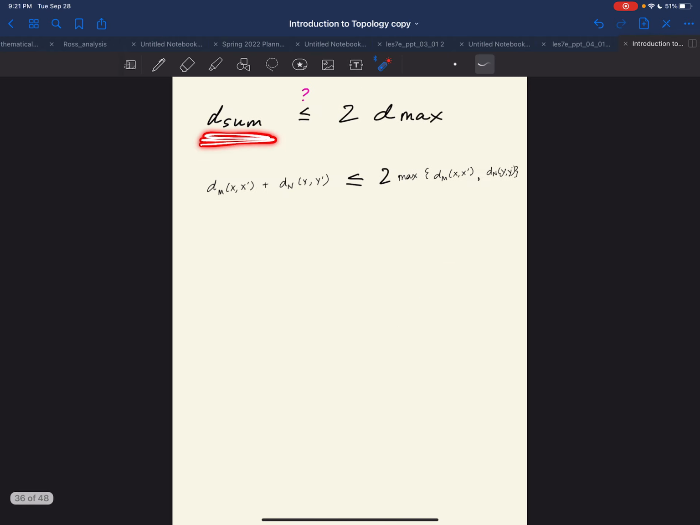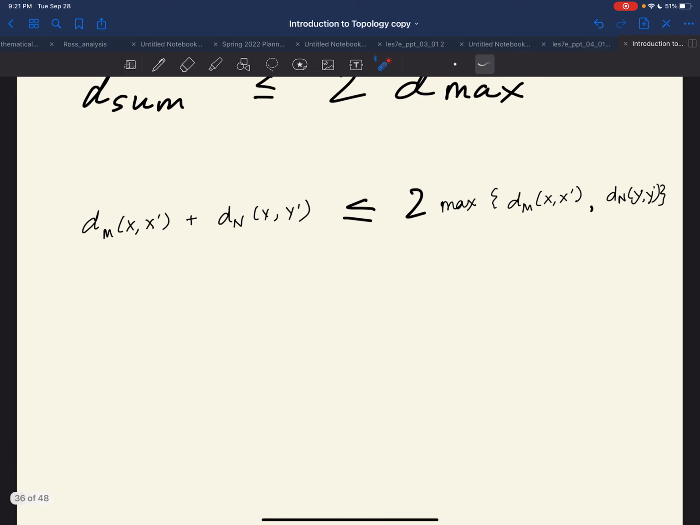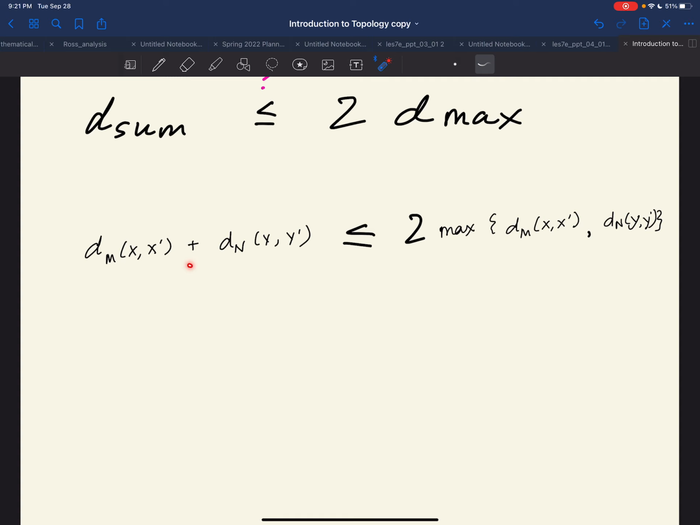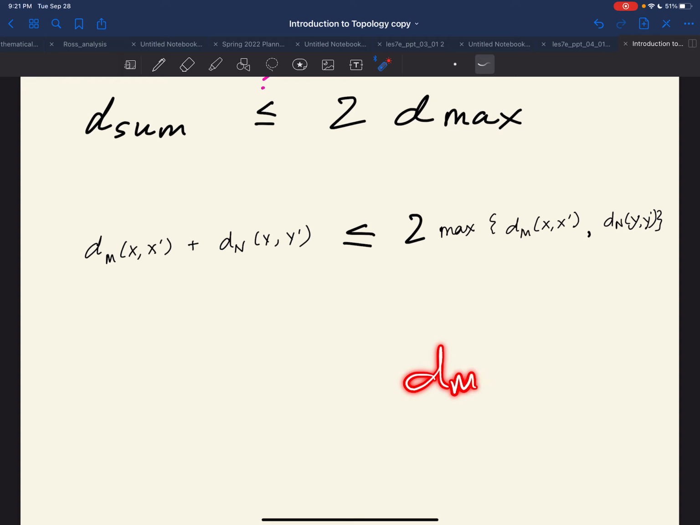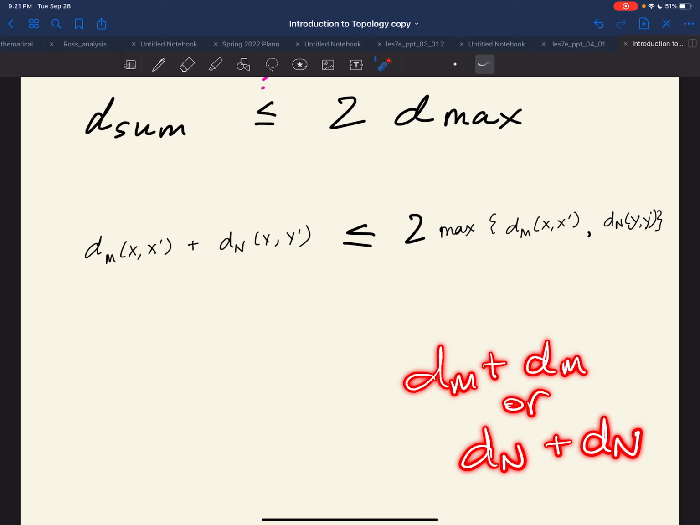Now, one last inequality. Is it true that the sum metric is less than or equal to twice the max metric? So I've written down the sum, and that's just d sub m plus d sub n. And I want to know, is it less than or equal to twice the max? Well, the answer is yes, because the max is either dm or dn. So twice that is either going to be dm plus dm or dn plus dn, right?